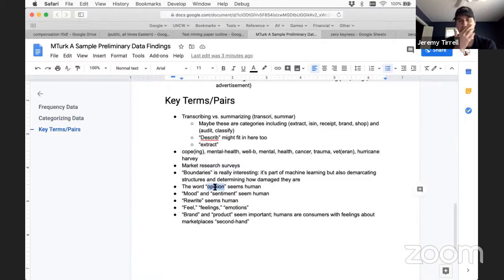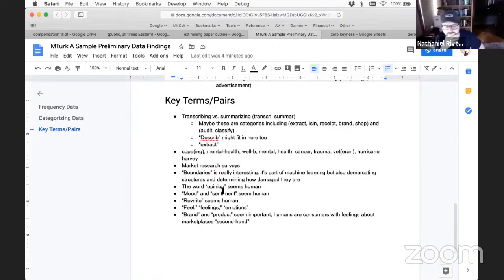And then things we've talked about already, like opinion. Opinion seems to be a human-y word. Mood and sentiment seem to be human-y words. Rewriting seems human-y. Feelings, emotions, brand, product, secondhand. I mean, these are just things I was jotting down as I was doing this. Yeah. This systematic examination of tiers.